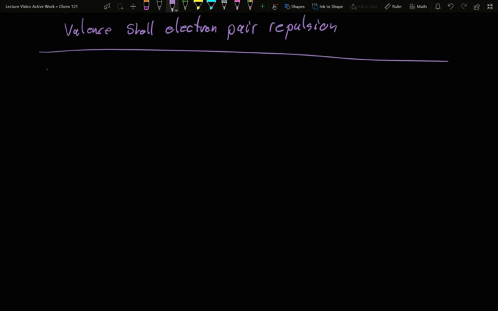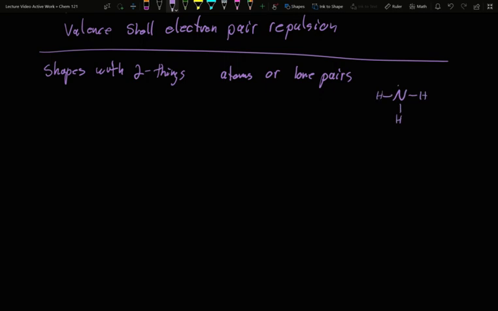First thing we need to look at is shapes with two things. When I say things, this is atoms or lone pairs. Remember that lone pairs on one atom, like if we think about ammonia, nitrogen has a lone pair. Those electrons came from the valence orbitals. They were part of nitrogen when we built the ammonia molecule, and so they are there pushing the other hydrogens away. Your electrons don't just have to be in bonds to other atoms, they can also be part of valence shell lone pairs.